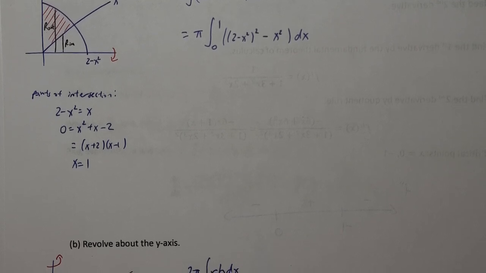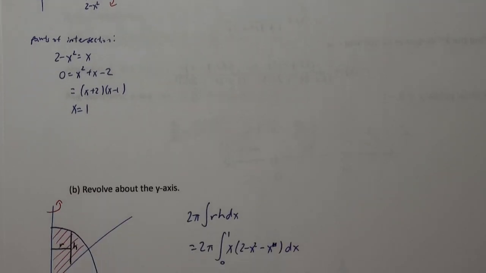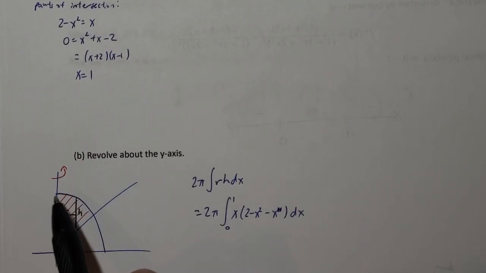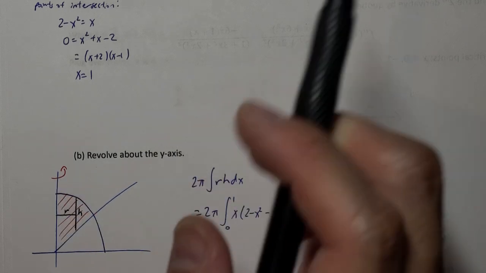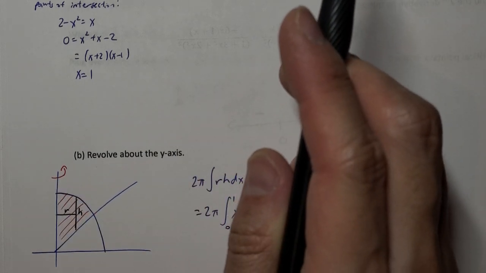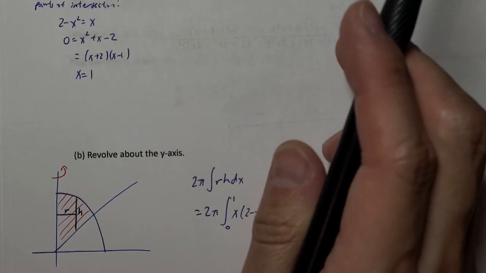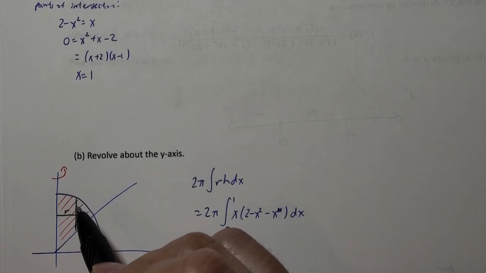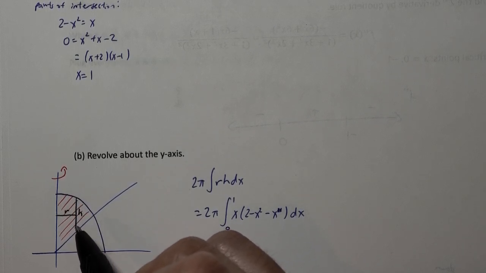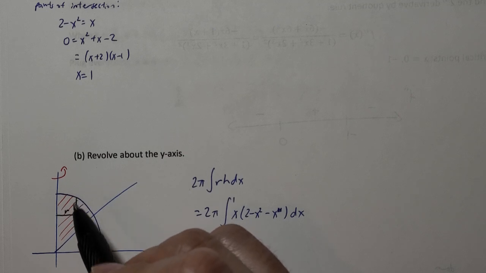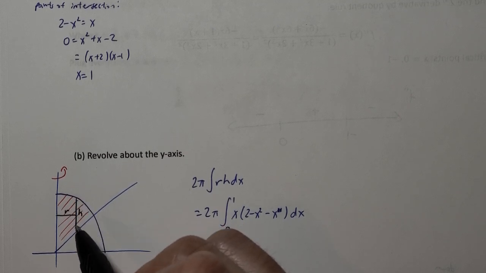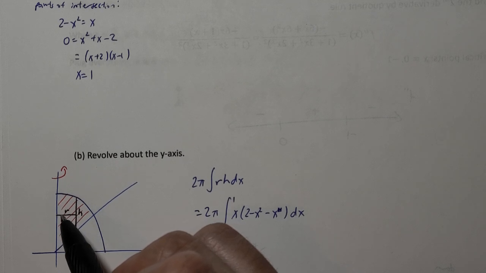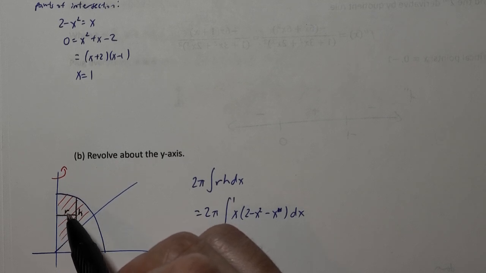Now this one asks us to revolve it about the y-axis. So if it's a vertical axis and our functions are in terms of x, it's nicer to use the shell method. So we need to draw a height of each shell. Notice that for the shell method, the shell cross-section is parallel to the axis of rotation.